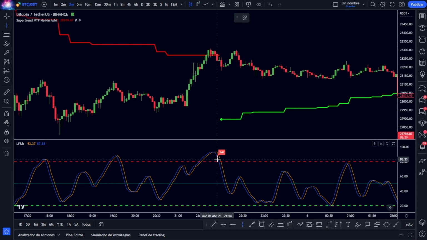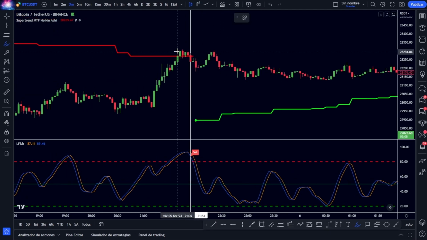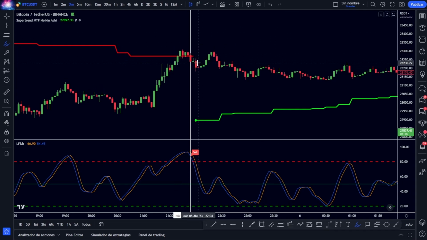When we mark the signal, in this case of sale, we can mark the area with a vertical line or directly do it head first, and the second rule that we have to keep in mind is that we will only enter when, in addition to that signal being marked on the lower indicator, the price is touching the supertrend and is rejecting the trend to the opposite side.